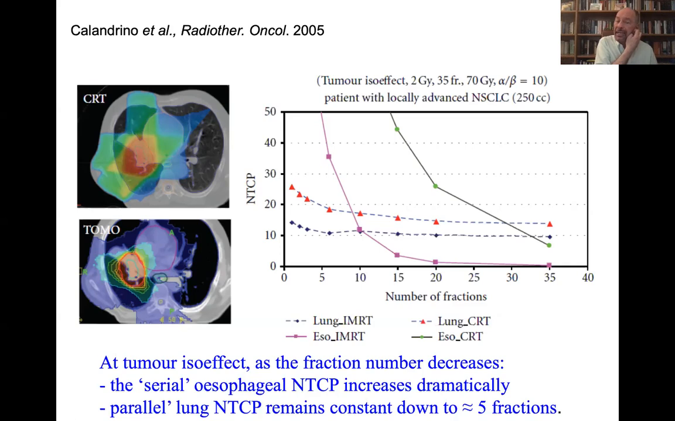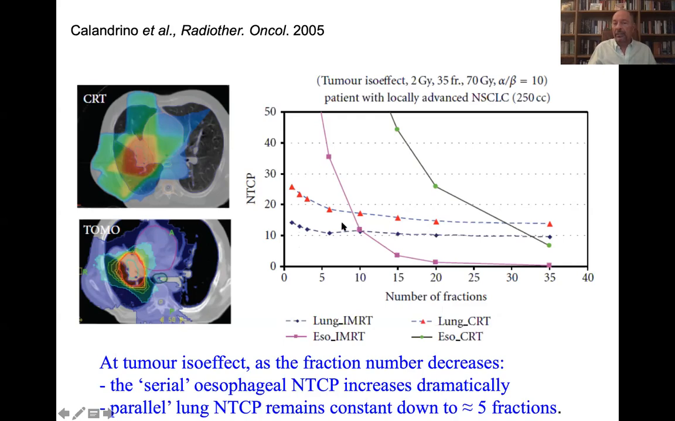Now you calculate the NTCP for 2 critical organs here. One is the lung itself, so you look for fibrosis in the lung. The other one is the esophagus. Now, the esophagus, be careful, is a serial organ, of course. The esophagus is serial. The lung is parallel. So let's take the lung first. This is the lung with IMRT. This is the lung with CRT.